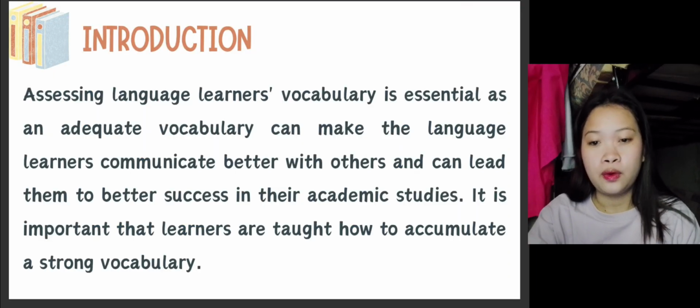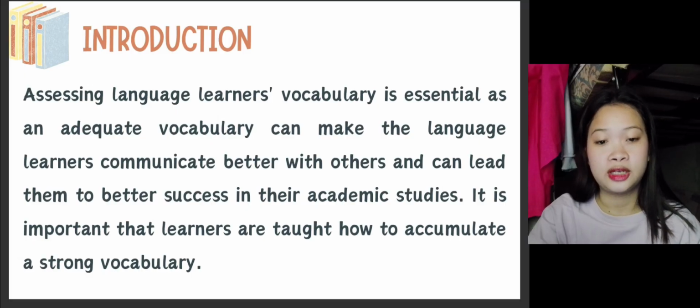Assessing language learners' vocabulary is essential, as an adequate vocabulary can make language learners communicate better with others and can lead them to better success in their academic studies.